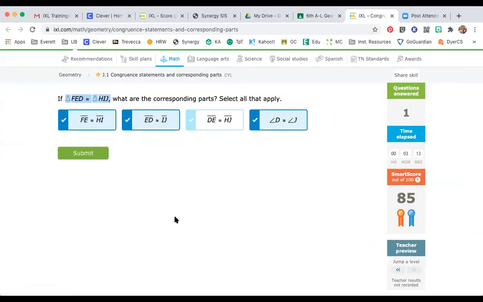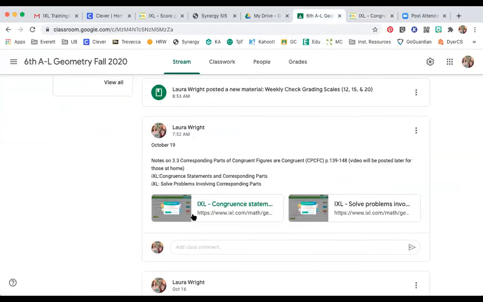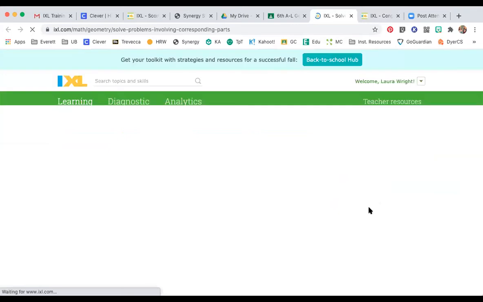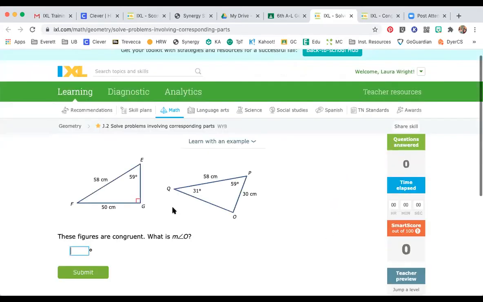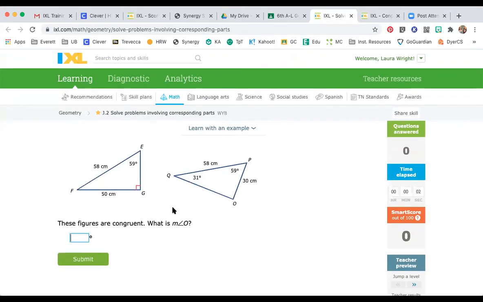Questions on that assignment? Congruence statements and corresponding parts. Okay, solve problems involving corresponding parts. You're going to match some stuff up. Sometimes you set some stuff equal. Again, pretty simple. So what's the measure of angle O?